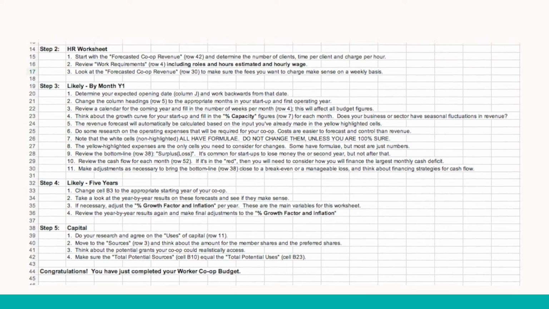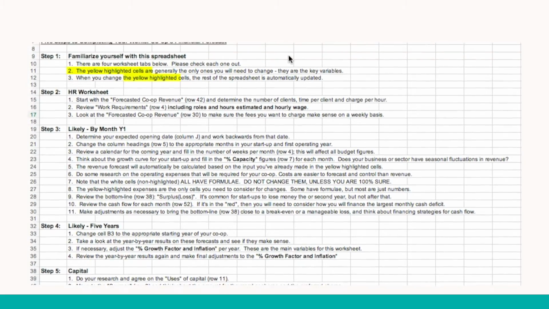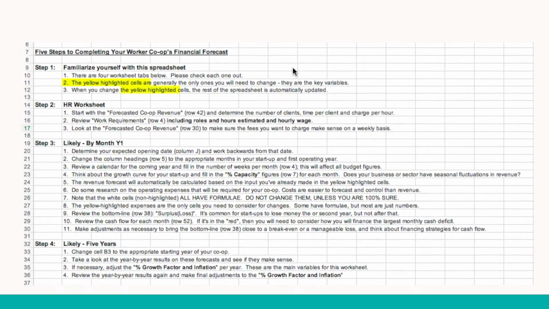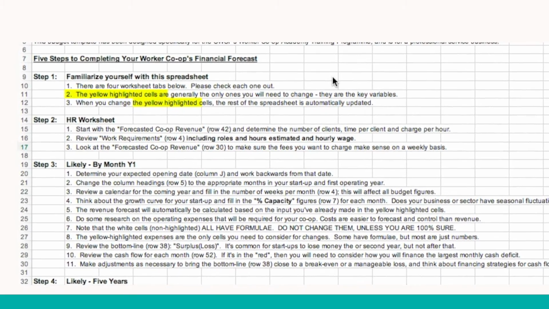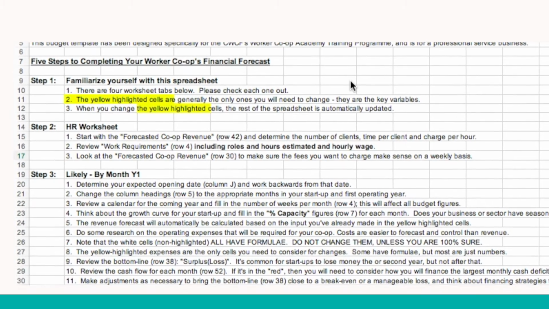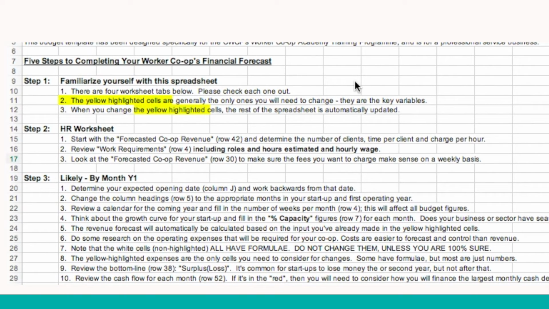So the first thing to do is just familiarize yourself with this spreadsheet. Just take some time moving around the spreadsheet, looking at the different worksheets, looking at some of the formulas and the yellow cells that you can fill in. Maybe you can start filling in some right away because you know what the costs are, you know what kind of revenue you can generate or the billing that you can charge your clients, what the minimum wage is that you want to get paid, hopefully a living wage in a worker cooperative. So just familiarize yourself with the spreadsheet and the different worksheets.